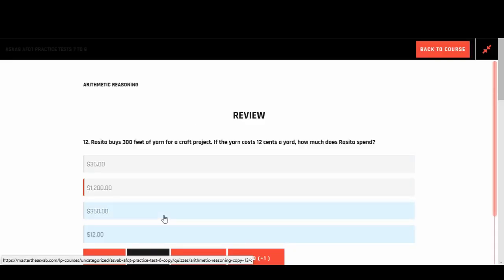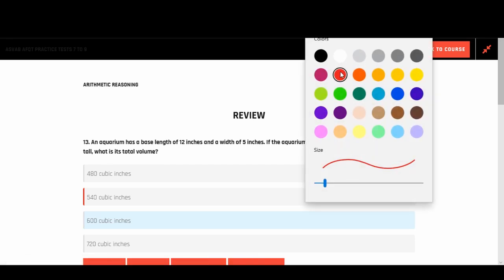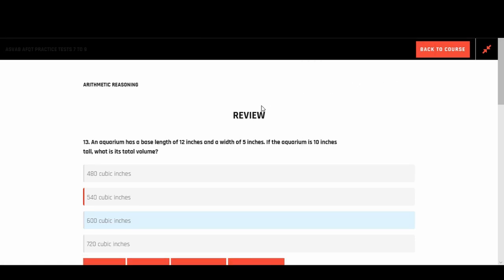Couple more problems and we'll be done with this one. Alright, 13 says an aquarium has a base length of 12 inches, a width of 5 inches. If the aquarium is 10 inches tall, what is its total volume? So if you need to, you can sketch this one out.